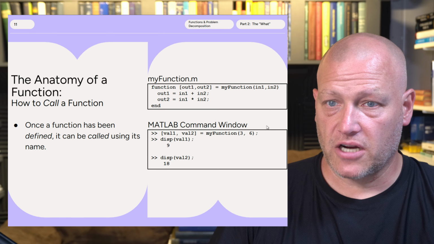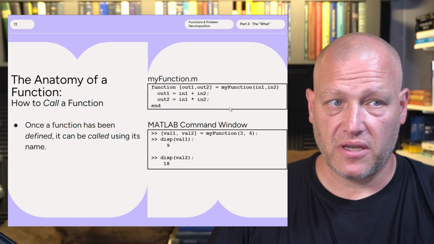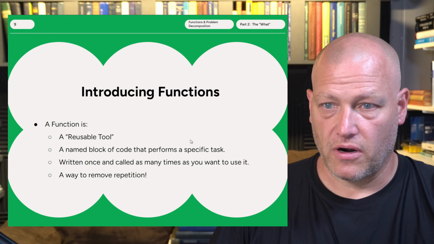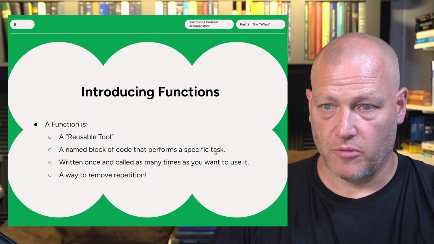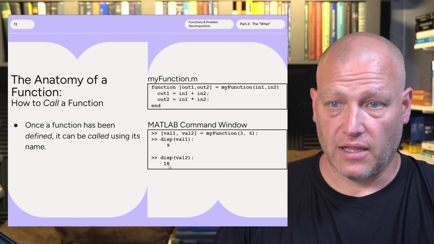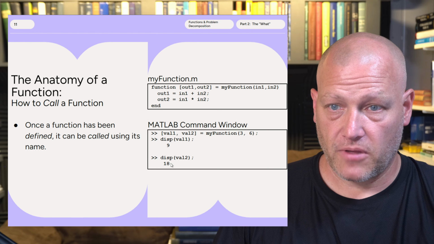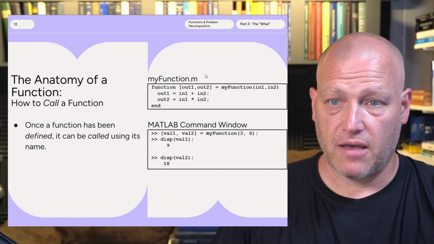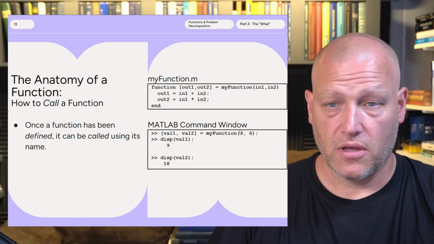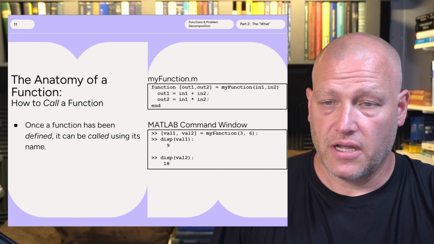All right, now that we've written this little simple function, how do we actually call it? A function call is basically utilizing that code that, as we said before, has a name, performs a specific task, and is written only once but can be called many times. A function call allows us to use that code repeatedly over and over and over again. So we defined it inside of myfunction.m, and we're going to call it, at least in this case, from the MATLAB command window. You can actually call functions from within scripts. You can call them from in other functions and so on.